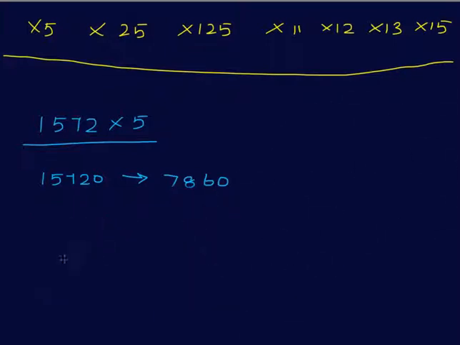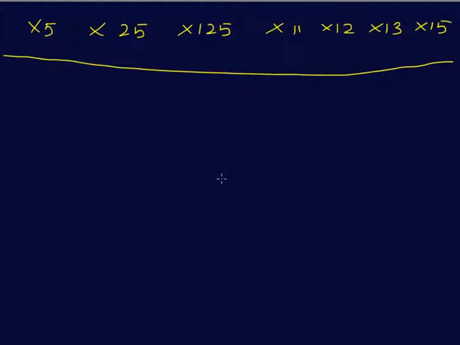So now, what do we have to do to get this one? Multiplication by 25 is nothing but multiplication by 100 and then a division by 4. Okay, so let's say that you have a number 726. You have to multiply this by 25.